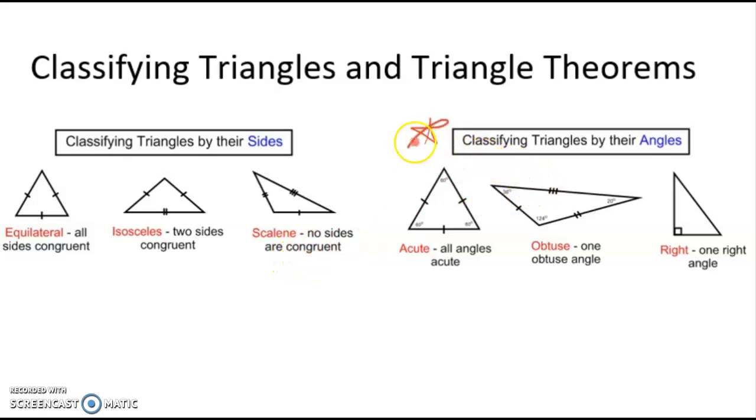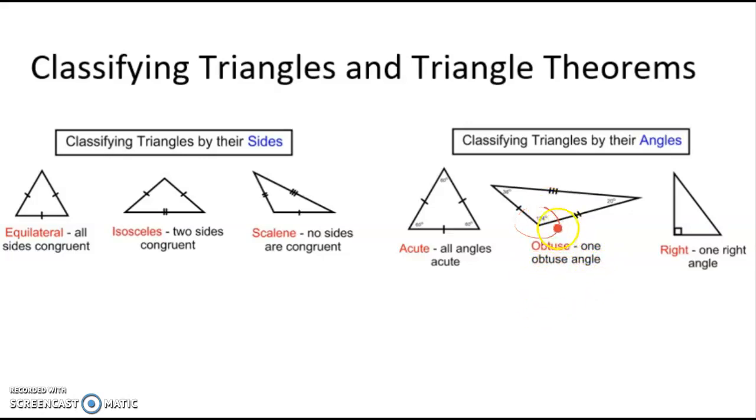The other way to classify triangles is by their angles, okay? So if we look at this one right here, this is 60 degrees, this is 60, this is 60. All angles are acute, which means that they are less than 90 degrees. So each one of these are less than 90 degrees, so it's acute. And I just like to think of it because it's cute, so it's small, less than 90. But that's just me.